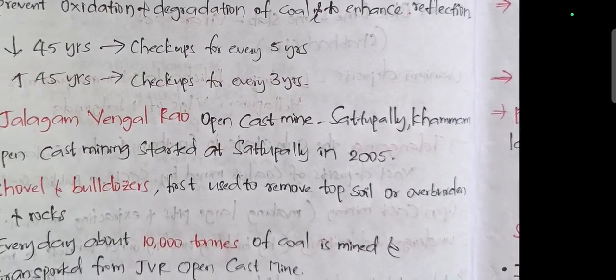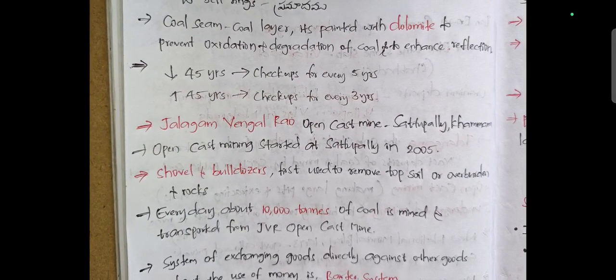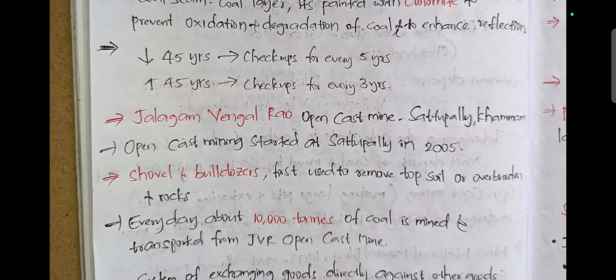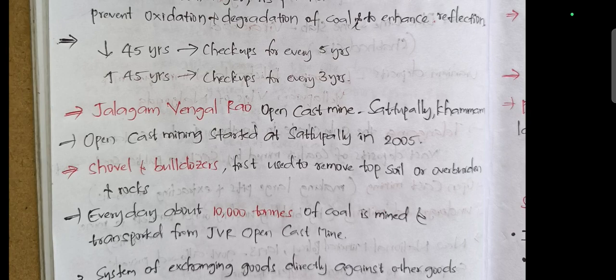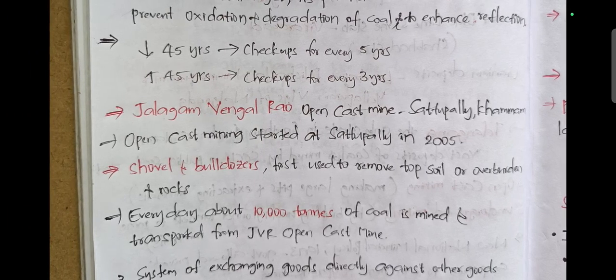Jalagam Vengalrao open cast mine is located in Sattupalli, Khammam district. Open cast mining started at Sattupalli in 2005. Shovels and bulldozers are first used to remove topsoil or overburden or rocks. Every day about 10,000 tons of coal is mined and transported from JVR open cast mine, which is Jalagam Vengalrao.